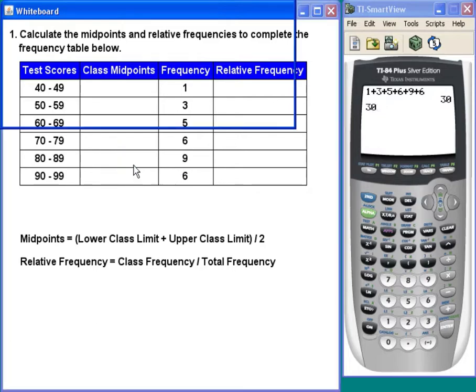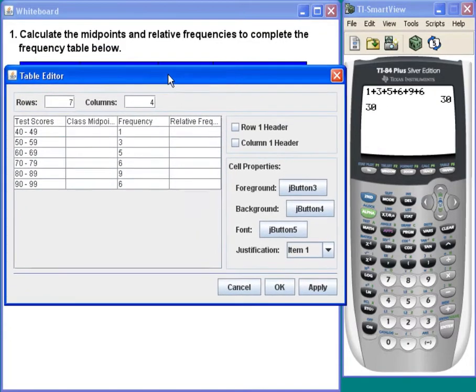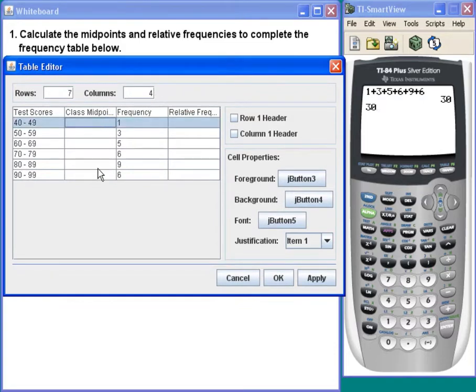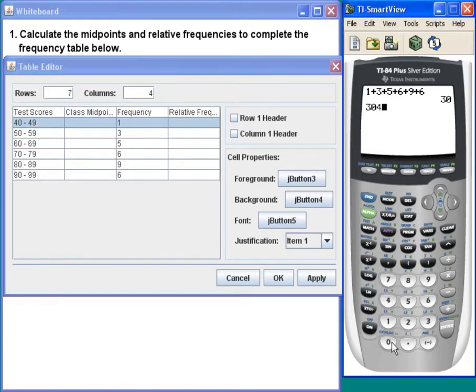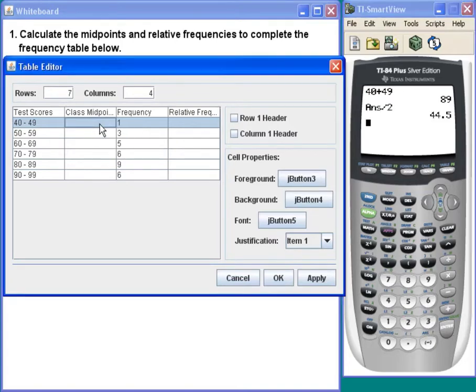So I'm going to go and edit this table. This is just a table editor here, so I can type information into it. What I'm going to do is start off getting the class midpoints for each of my sets of class limits. So for the first one, I would take 40 plus 49. Oops. Clear that. I didn't realize I had a 30 written in there already. So 40 plus 49, and dividing that by 2, we get 44.5.